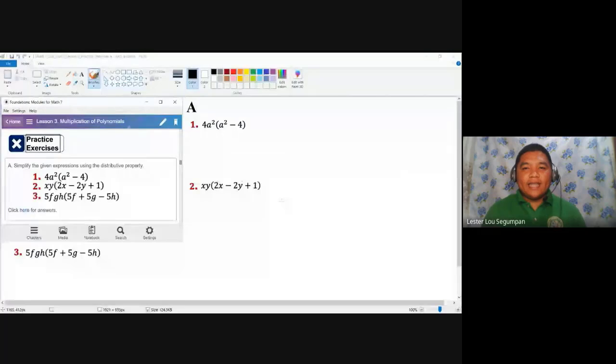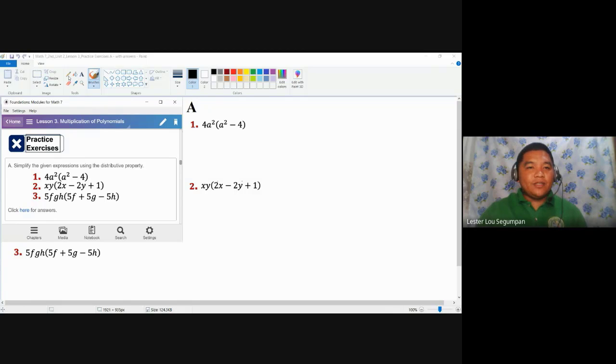In practice exercise A, we are going to multiply this monomial into a group of terms. In number one, you have a binomial, in number two and three, a trinomial. To do this, we could use the distributive property. But of course, if you have your own mathematically correct methods, you may use them if you're more comfortable with them. I'm just going to show you the basic process in multiplying polynomials using the distributive property.